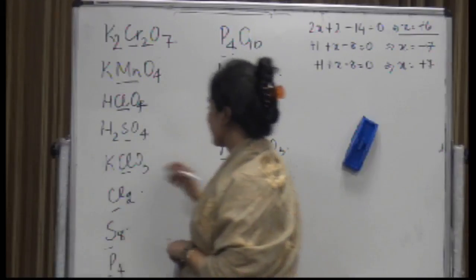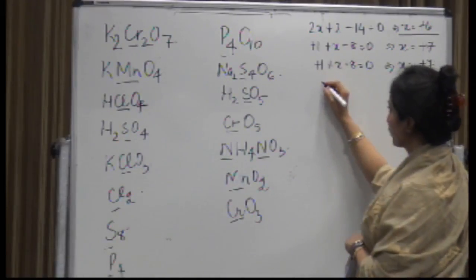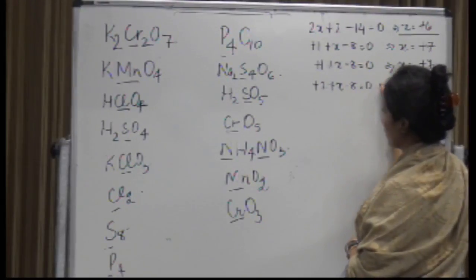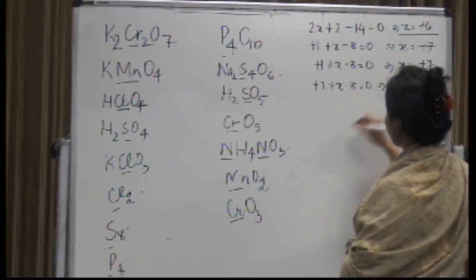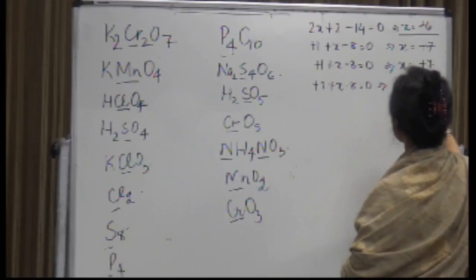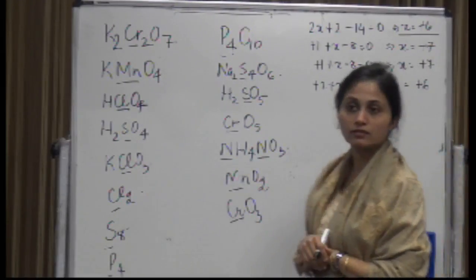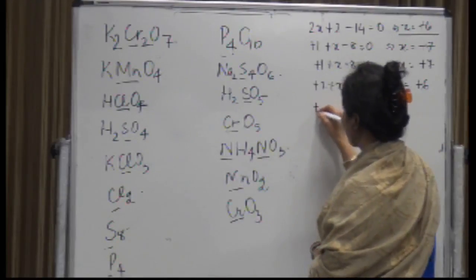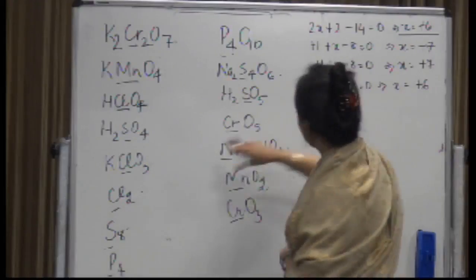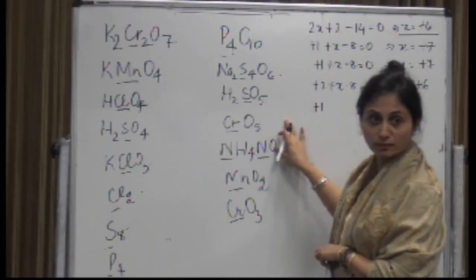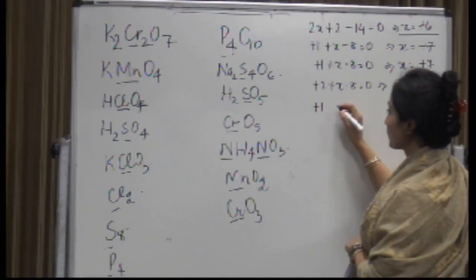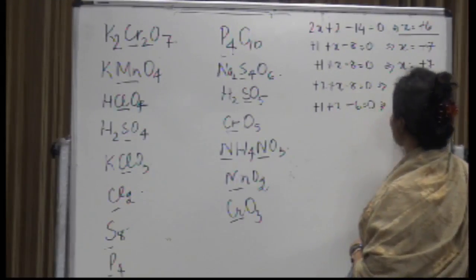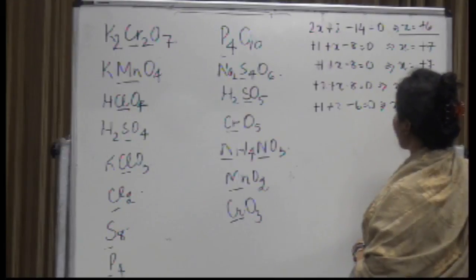Next, H2SO4, one of your favorites, that's plus 2 plus x minus 8 is equal to 0. So for sulfur here it will be plus 6. Sulfur will be plus 6. Next, for KClO3, plus 1. Do you want me to write down the molecules also simultaneously? So for KClO3 we have plus 1 plus x minus 6 is equal to 0. So this implies x is equal to plus 5.